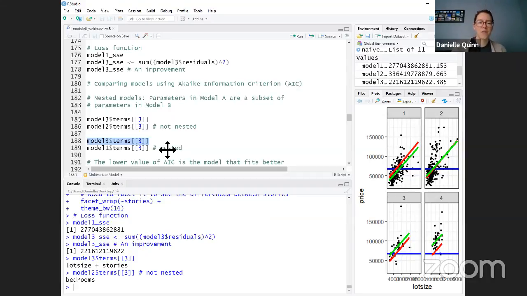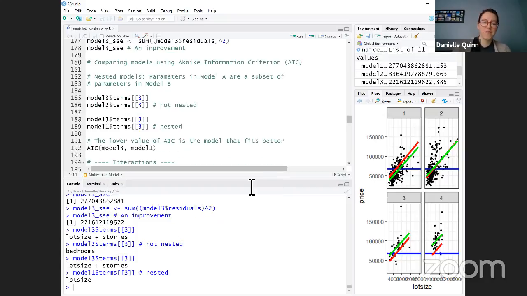If we looked at model 3 compared to model 1, we can now see that lot size is a subset of lot size plus stories. So in other words, these 2 models are nested, and we can actually use AIC to compare model 3 and model 1.